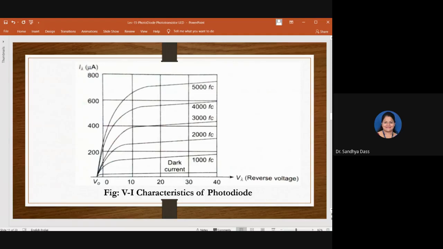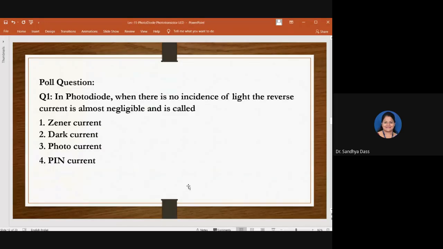As I said, this is already a repetition, so I assume that you have picked up some important points there. So here come the poll questions, and I expect you to answer within 5 minutes. Your answers will be there on the chat box. So, first poll question.